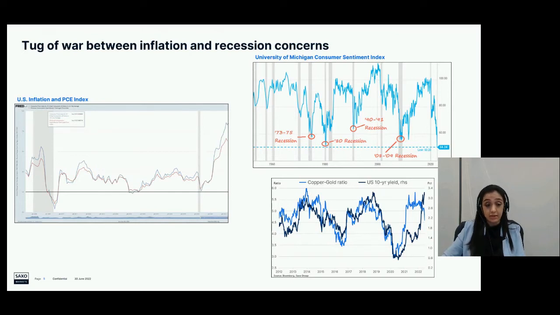You can see the second round inflationary effects coming through as well, which means that central banks will have to continue to tighten more than what the markets currently expect them to. Will that mean we see a recession in the US?